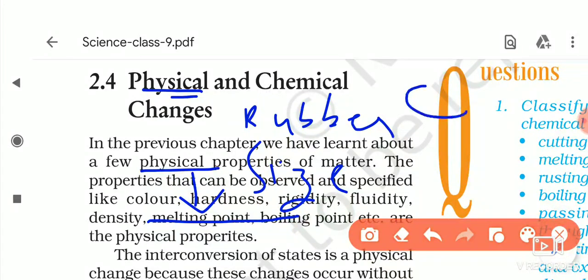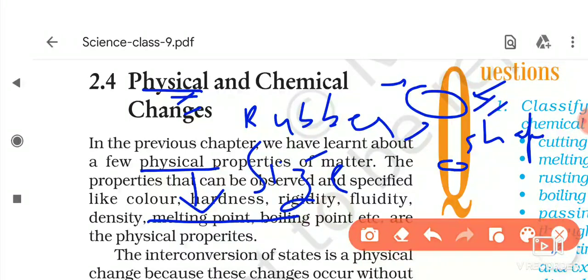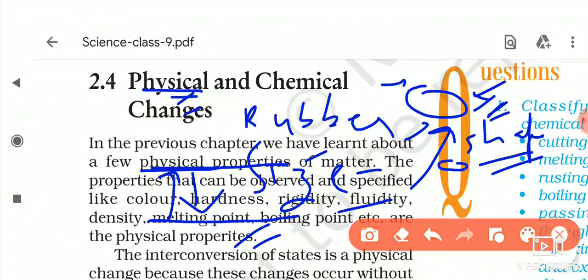Same if you take a balloon and compress it or apply force, then its size changes. It means in physical change there is a change in size or shape. When we press the balloon, its shape changes, but when we stop applying force, it regains its original shape. When we stop stretching the rubber band, it regains its original size. It means that physical change is reversible and chemical change is irreversible.